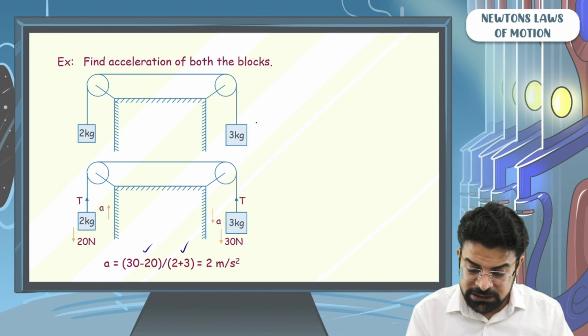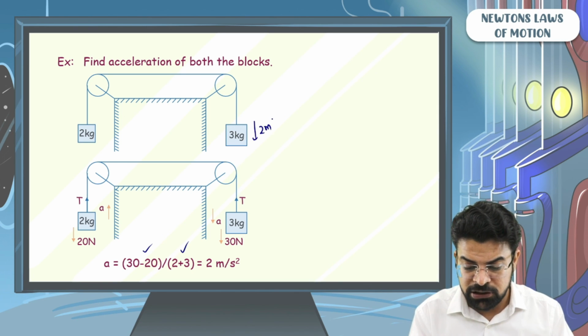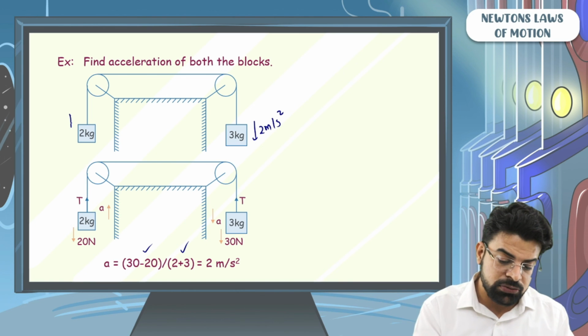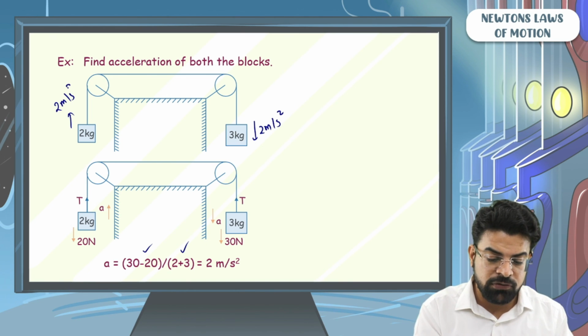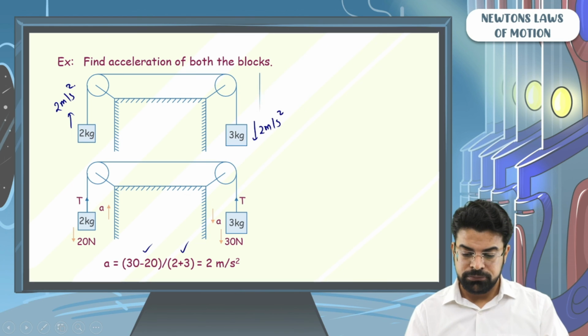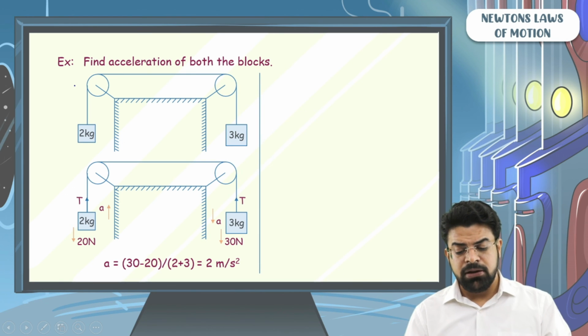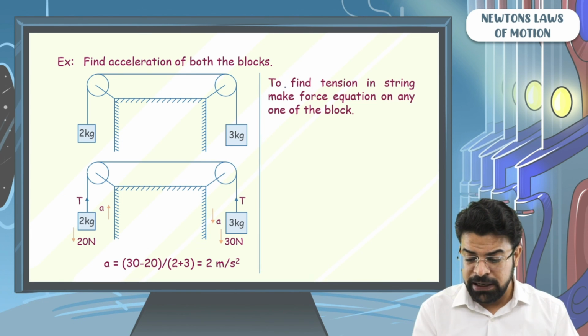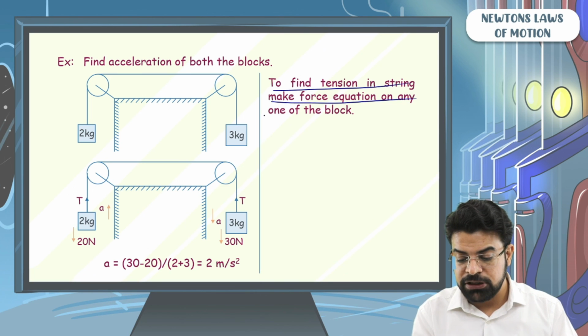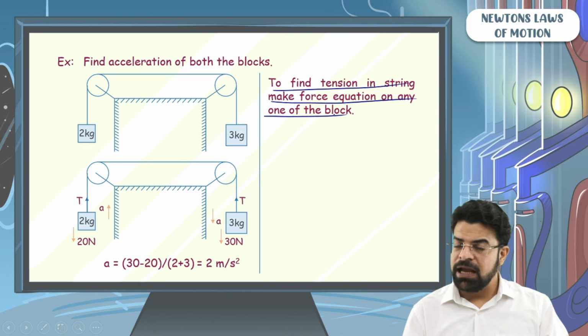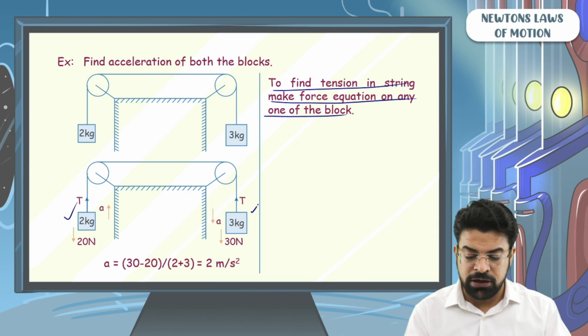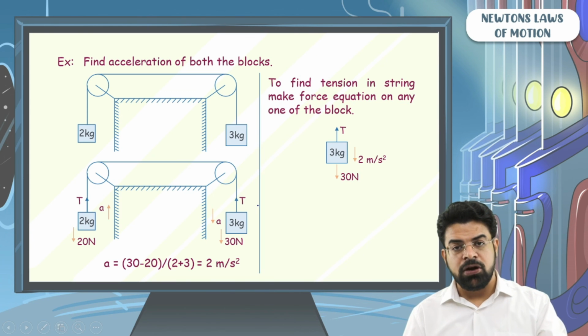So we know that this 3 kg block will go down with an acceleration of 2 meter per second square, and this 2 kg block will go up with an acceleration of 2 meter per second square. If we need to find tension in string, make force equation on any one of the block. Any one. You can make it on 2 kg, you can make it on 3 kg. I have made here on 3 kg.